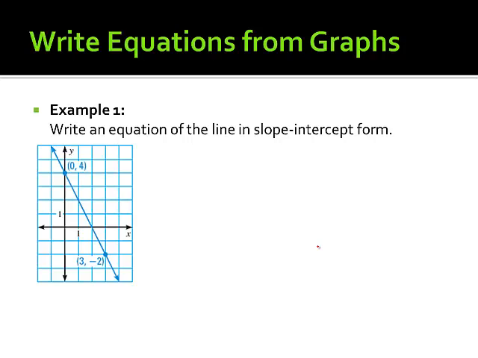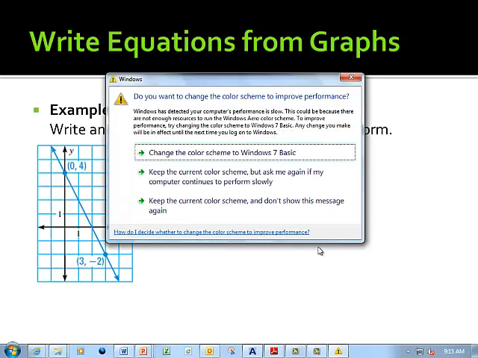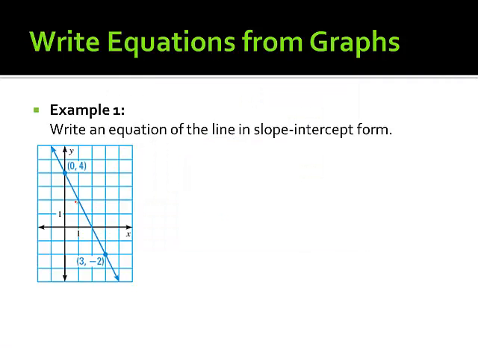So, it says write an equation of a line in slope-intercept form. Now, there's many different ways of actually being able to do this. I'm going to do the one that I think is the easiest. I look and see that my y-intercept right here has the point (0, 4). So that's your y-intercept. So automatically I can say that b is equal to 4.